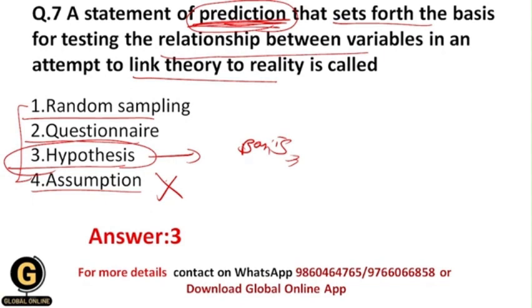It is a proper statement of prediction. This is not an intuitive thinking part. And as well, hypothesis includes the relationship between the variables, and as well this is an attempt to link theory to reality, but assumption is not like this. All of you getting? And random sampling is the technique in the research process, okay, by using which we are going to select the samples from the target population. And questionnaire is the data collection method under which researcher asks the questions to the respondents and respondents give the answers to them. And that's why your correct answer should be 3.